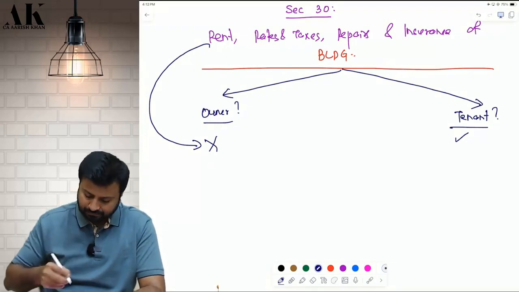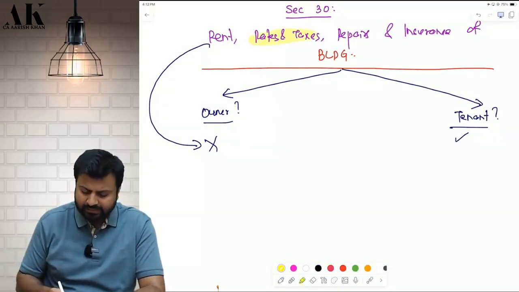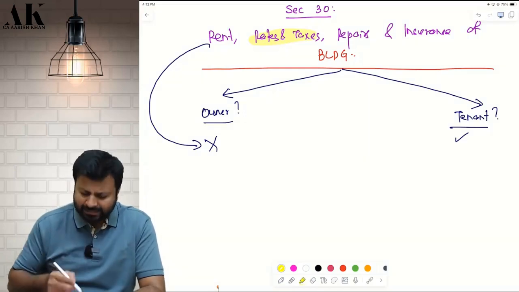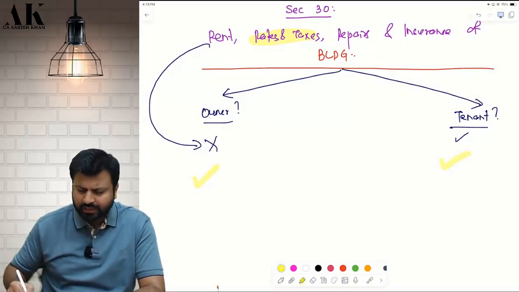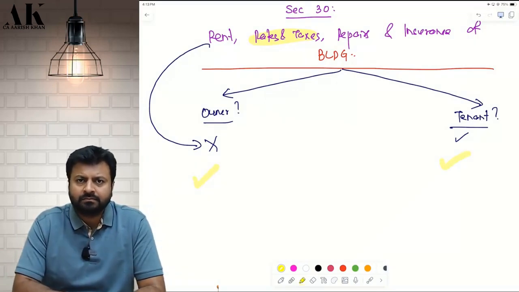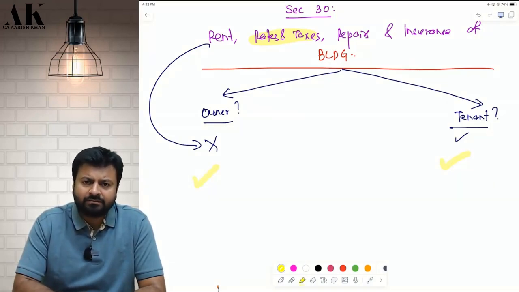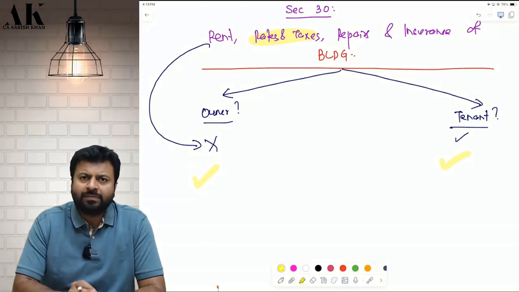Second, sir, what about rates and taxes? Rates and taxes are allowed to the owner also, and to the tenant also, whomsoever is paying. Whomsoever is bearing the burden is going to take the deduction. If the owner is bearing the burden, he will take. If the tenant is bearing the burden, the tenant will take. If you are not paying, then you cannot get.